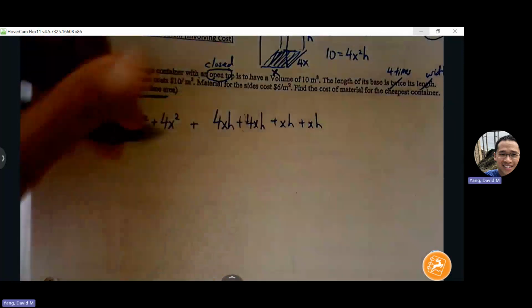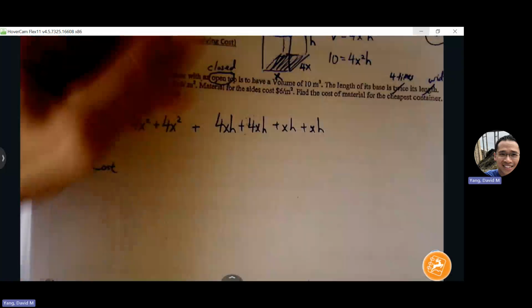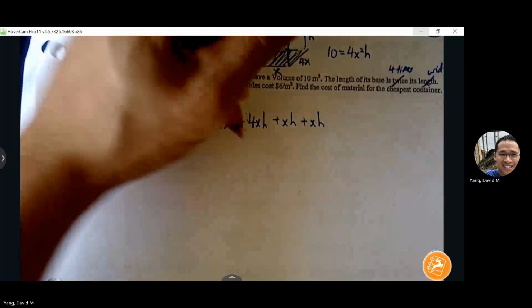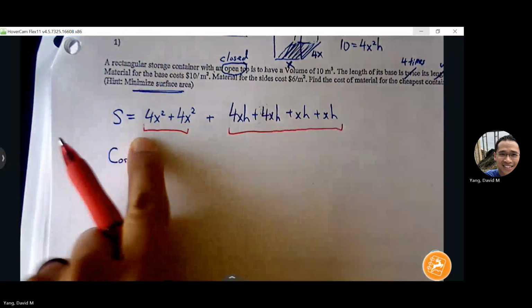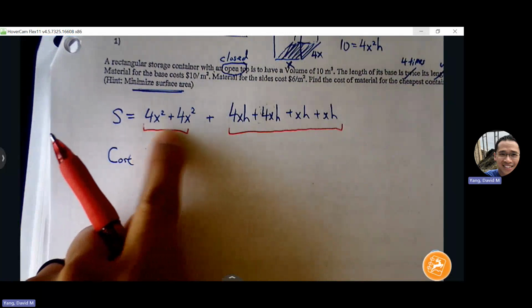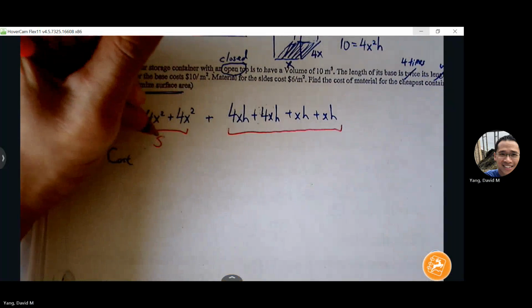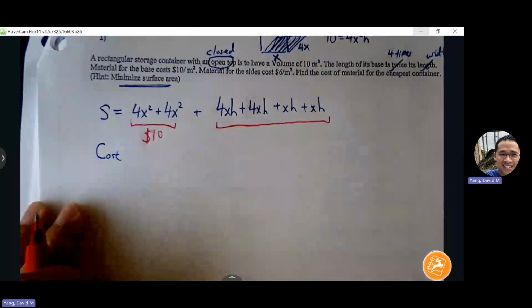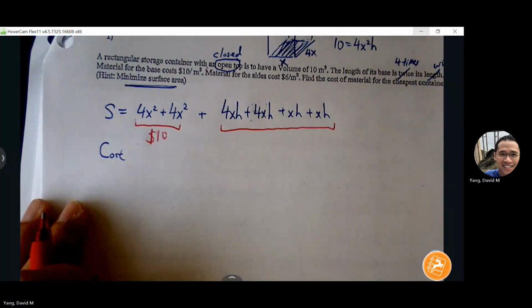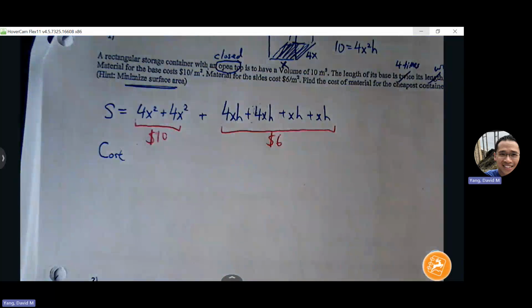So we're going to update this into a cost equation now, and we're going to associate a dollar amount with our material. The base and the top are going to be the most expensive. How much per square meter? 8x squared times what? 10. Yeah, so we associate that $10 with that material. Okay, what about the sides? 8x squared times 6.